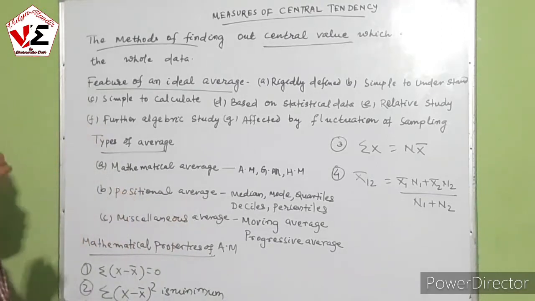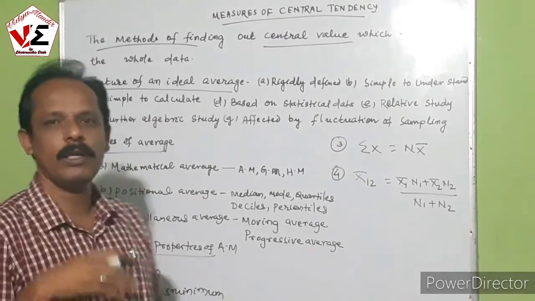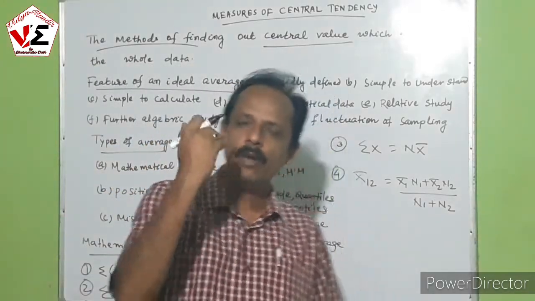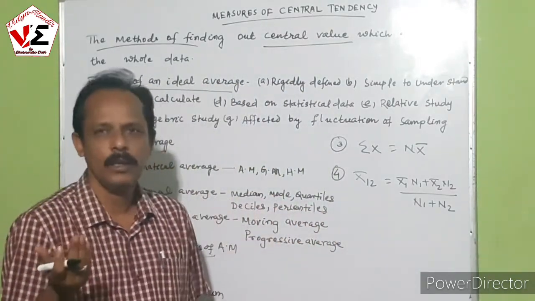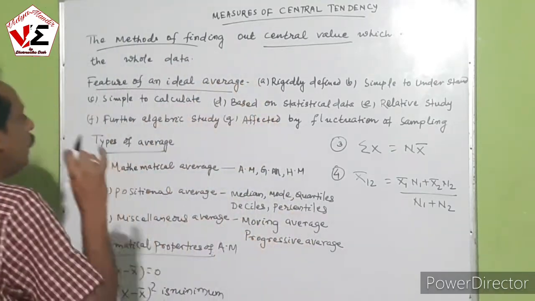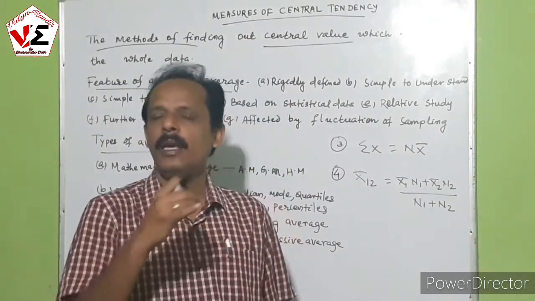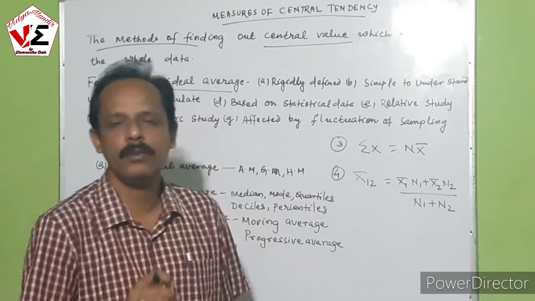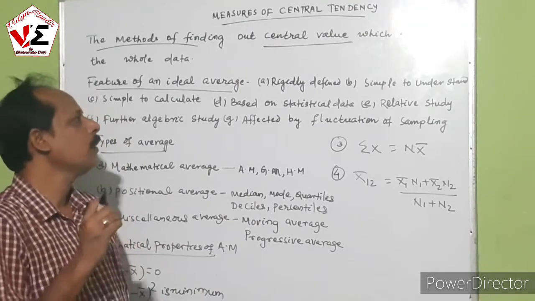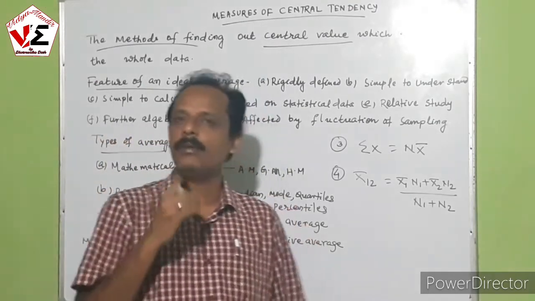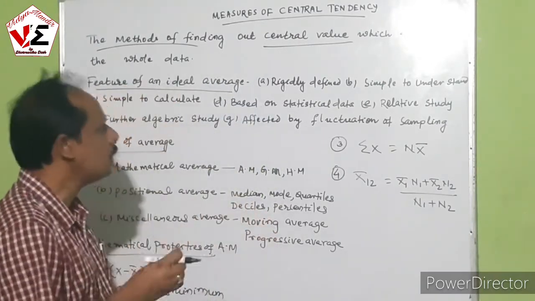So, what should be the features of a good average? You people know what an average is. When we take the sum total of the data and divide it by the number of observations, we get the average. First, it should be rigidly defined, that means having a fixed formula, with no change in the definition of the average. The average is the total of the data divided by the number of observations, so it is rigidly defined.